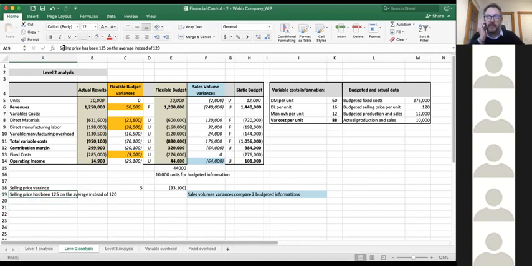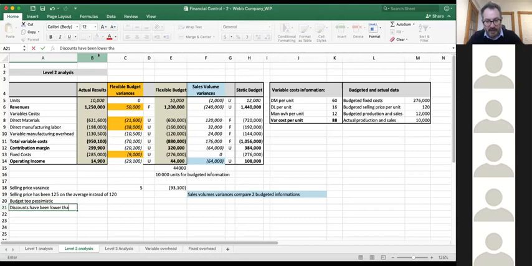Okay, so then we can think about the reasons why. The explanations could be, maybe the budget was too pessimistic. Always we can say that. What could be other reasons why we have a selling price of 125 instead of 120? On the field, what happened? What could be the discount? That's a good one: the discounts have been lower than predicted.